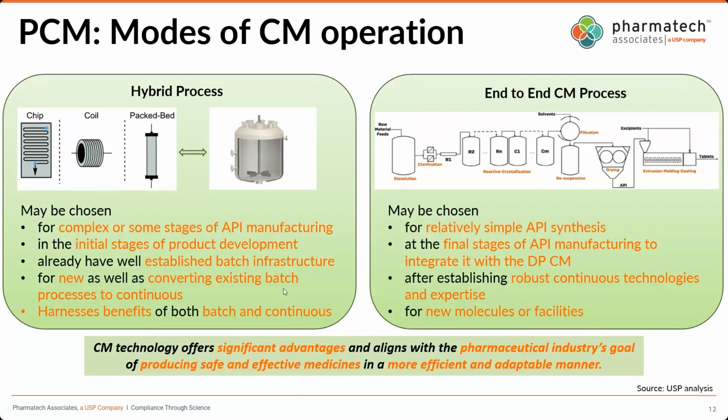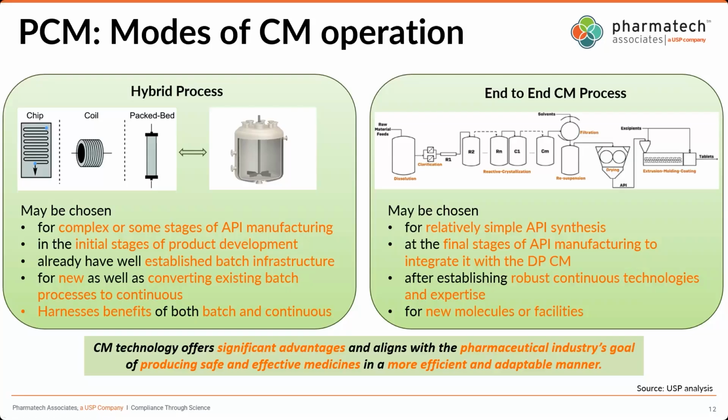Now API continuous manufacturing can be conducted as a continuous or uninterrupted process, which is also called end-to-end, or it can be performed as a hybrid process that combines the elements of both continuous as well as batch infrastructure. Now here are some of the points that can be taken into account when one is developing a process in continuous. So for example, the hybrid process makes more sense for manufacturers that already have well-established batch infrastructure.